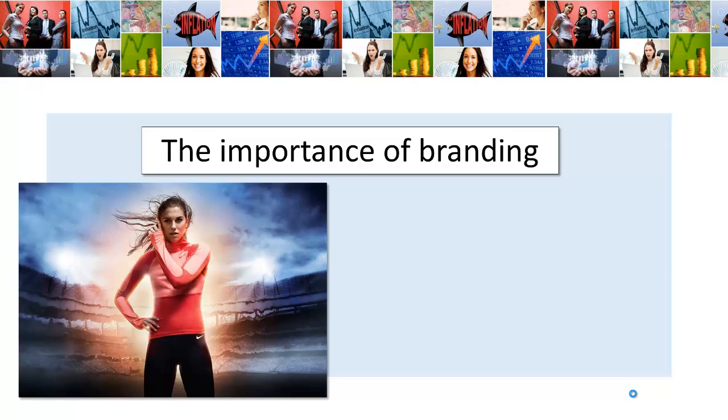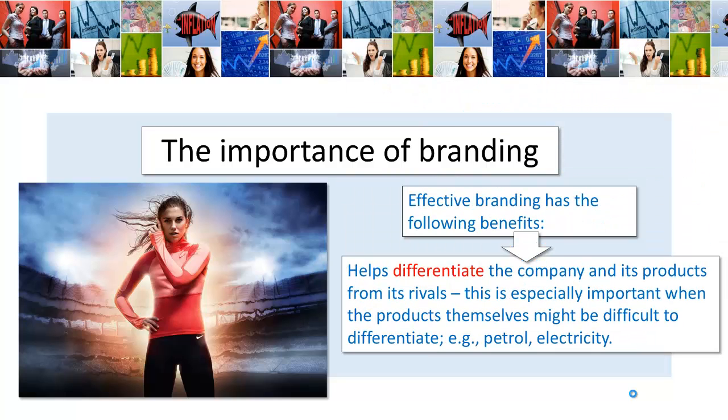The importance of branding. Branding has a lot of effective benefits. It helps differentiate that company and its products from its rivals, the competitors. And it's especially important when the products themselves can't be differentiated. They are homogeneous. So petrol, electricity, these things are the same. The only thing that differentiates them in a potential customer's mind is the branding and or the pricing.